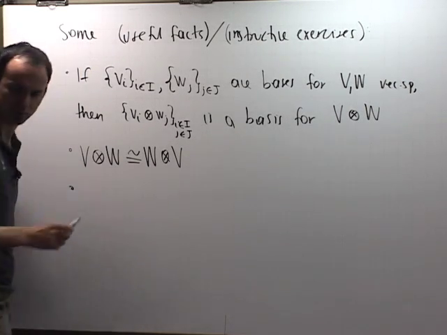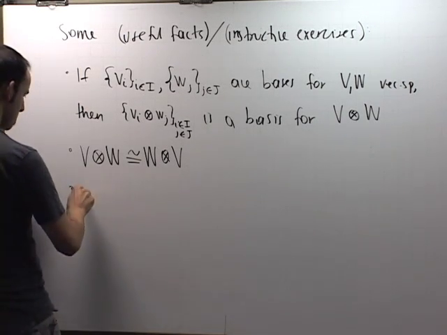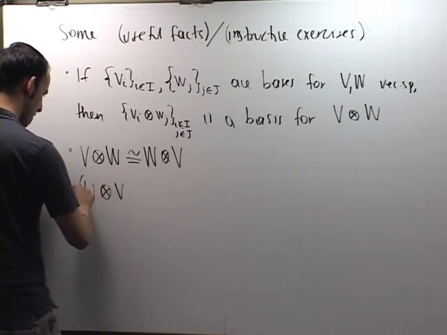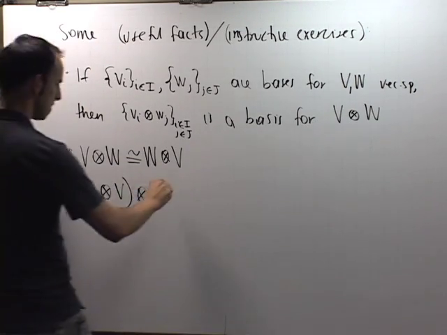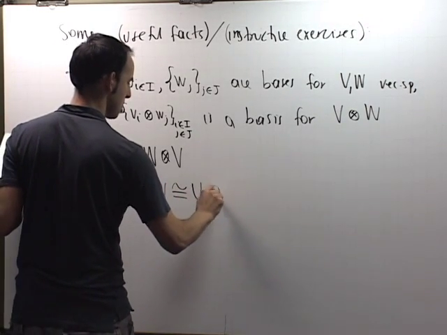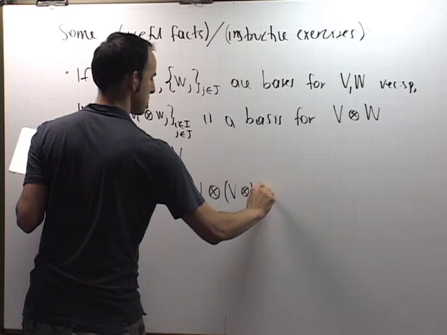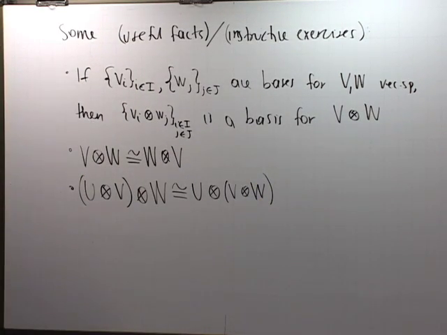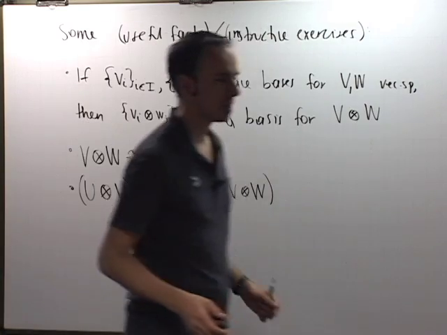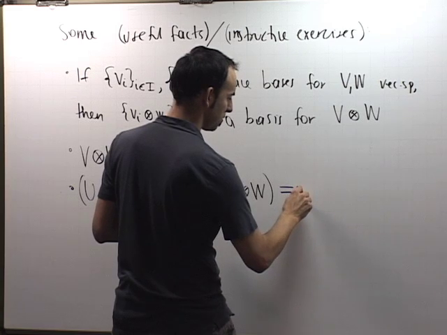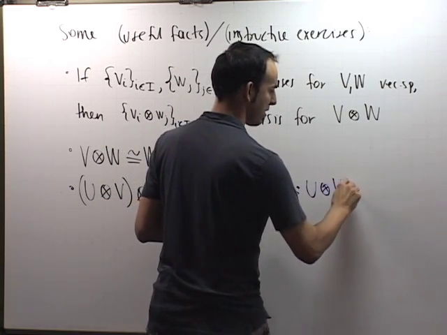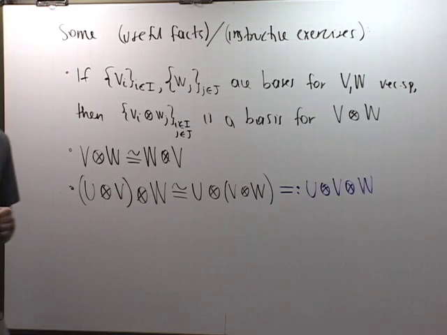Also, taking tensor products is associative. That's not obvious from the outset, but it is true, and that allows us to define U tensor V tensor W without parentheses. In general, you can define the tensor product of k things, and it doesn't matter how you parenthesize, you're going to get the same object.